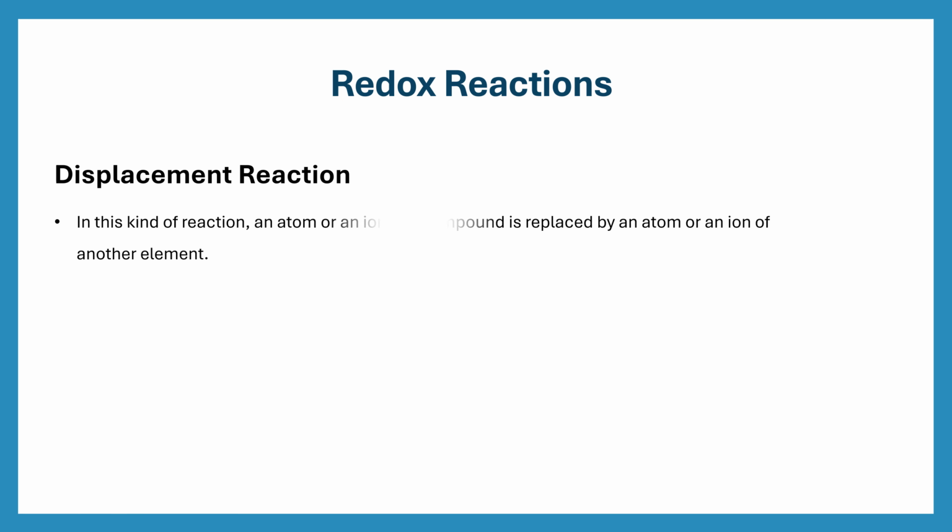Now, let us talk about the next important type of redox reaction, which is the displacement reaction. In this kind of reaction, an atom or ion in a compound is replaced by another atom or ion from a different element. The general form looks like this: x plus yz gives rise to xz plus y. Now let us break that down. Element x comes in and kicks out y from the compound. So x takes the place of y, forming xz, while y is being released in this reaction.